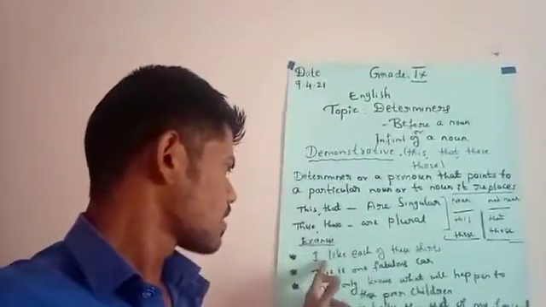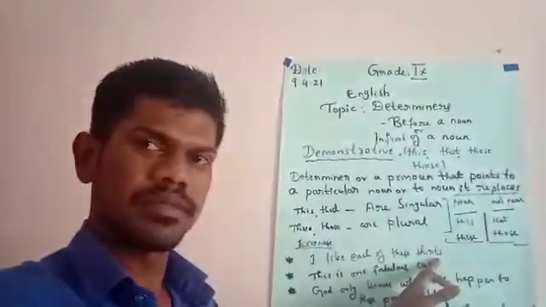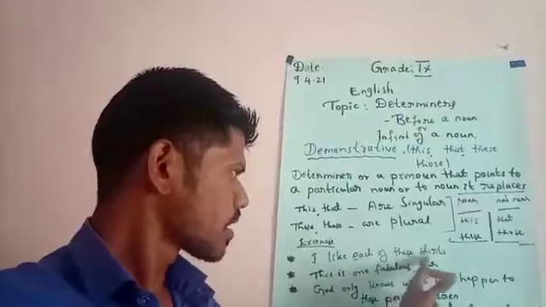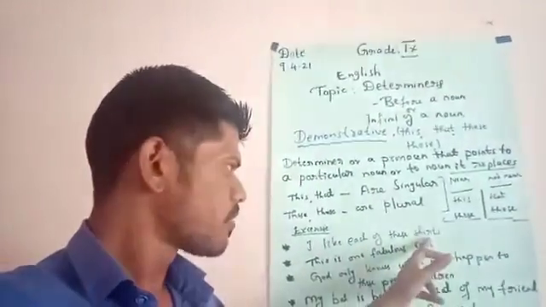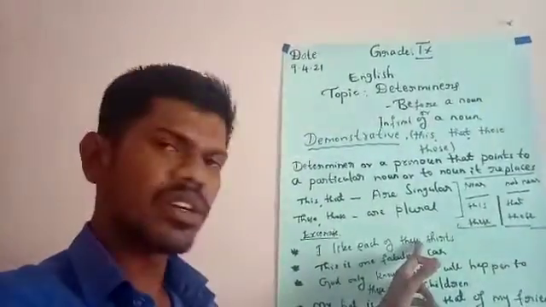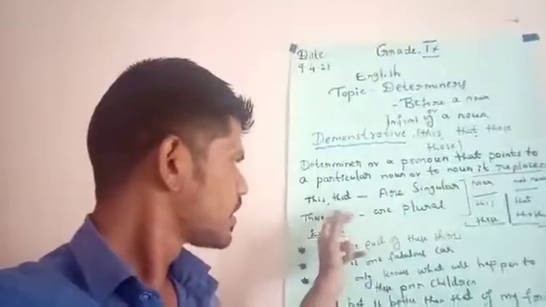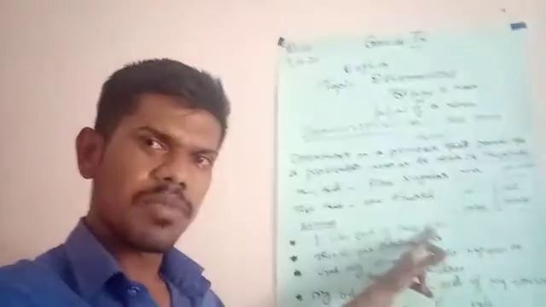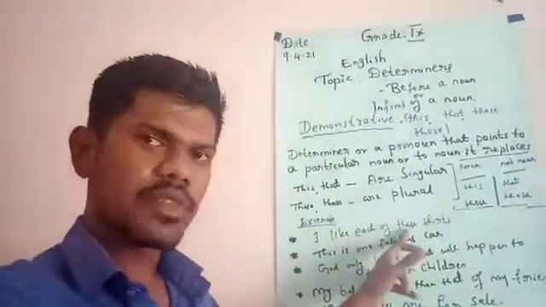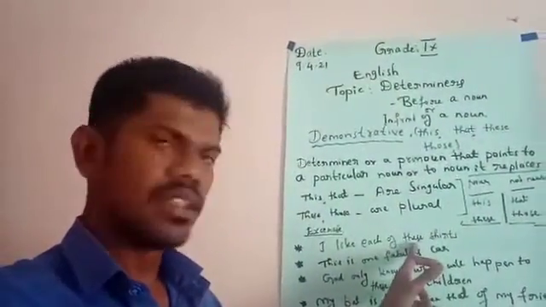I have given some exercises. I like each of these shirts. You can point out here: shirts is the noun. You might be wondering why I have used these. Why can't I use this? Here, shirts is a plural noun. So we have to use the demonstrative determiner that is plural, these.